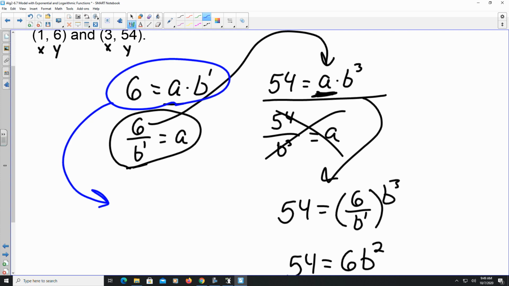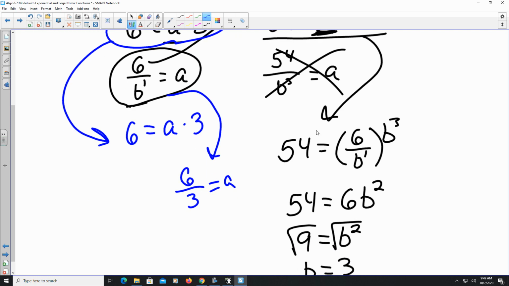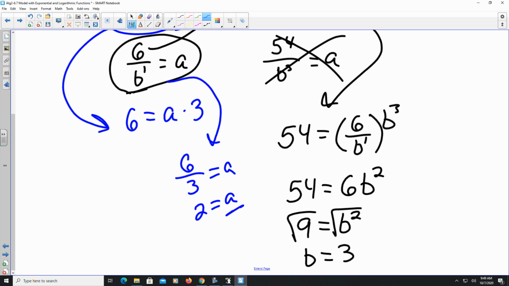So now this is going to look like 6 is going to be equal to a times 3. Or you could even use this one right here and say, oh, this is going to be 6 over 3, and that equals a. And 6 divided by 3 is 2. So 2 is going to be equal to a. I found a. I found what b equals. I now have all the information I need to write this exponential equation, and it is going to be y equals a, which is 2, times b, which is 3, raised to the x power.